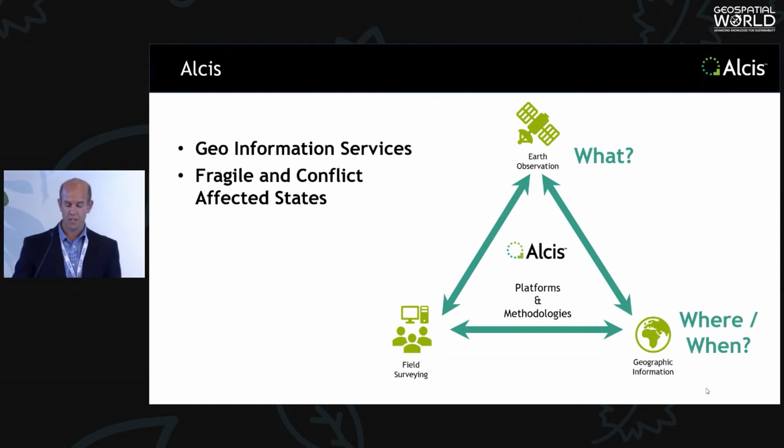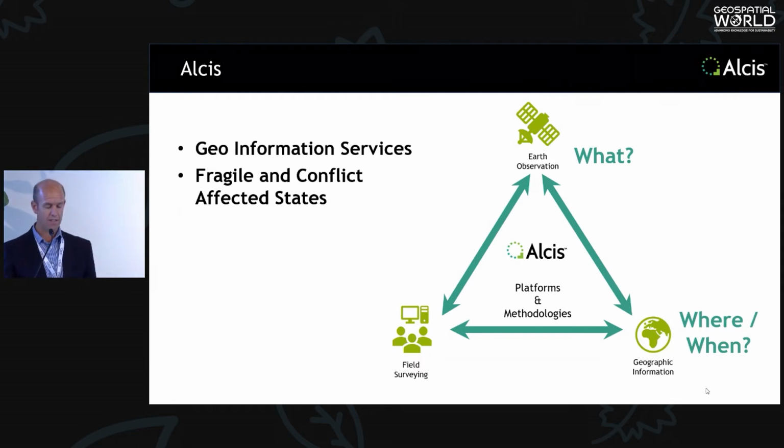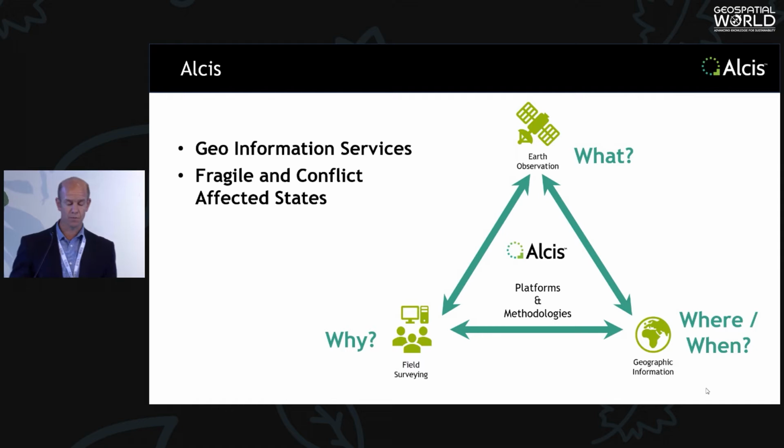Geographic information can show us where and when these things are happening. And it's really important that we get the field work. We get people on the ground collecting data that really helps us understand why these things are happening. And then we bring it all together through a combination of methodologies and platforms to deliver that insight to our clients, and we provide that real depth of vision.